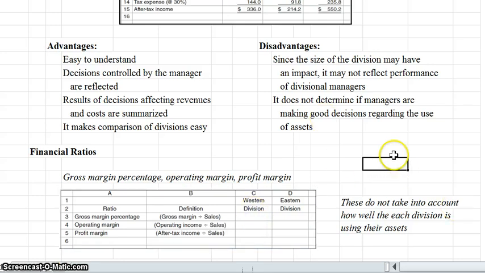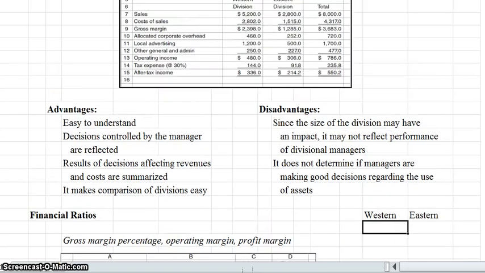Let's figure out for the Western Division and the Eastern Division what their gross margin percentage, operating margin percentage, and profit margin percentage are. So for the Western Division, gross margin, 2398 divided by 5200.